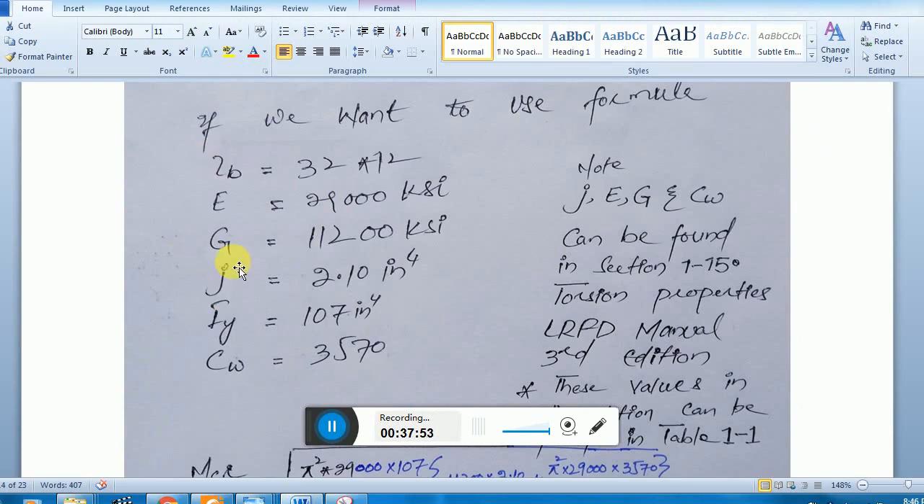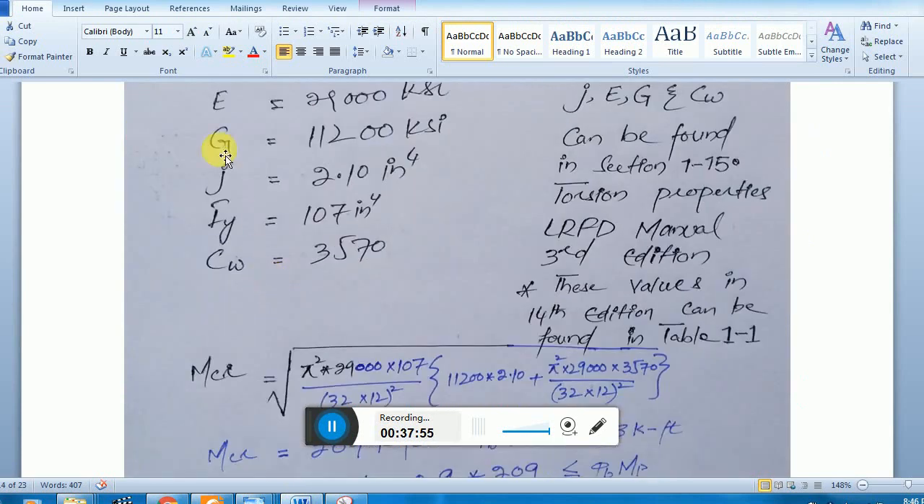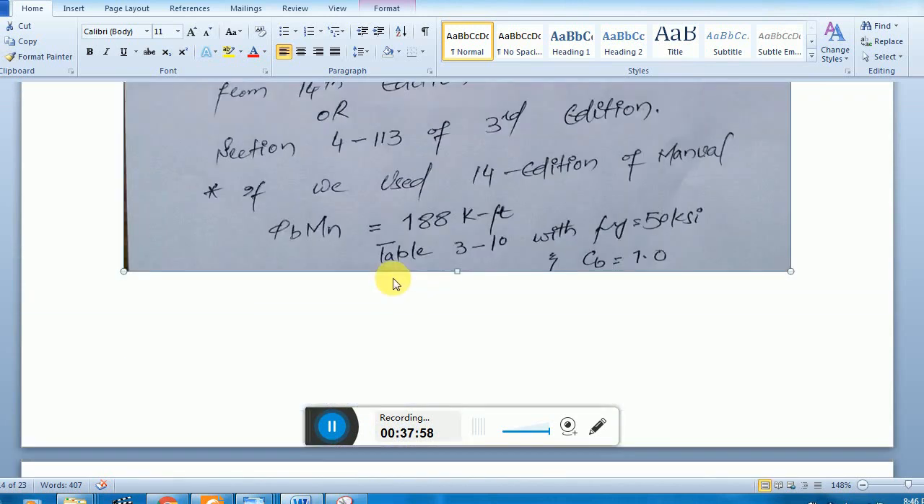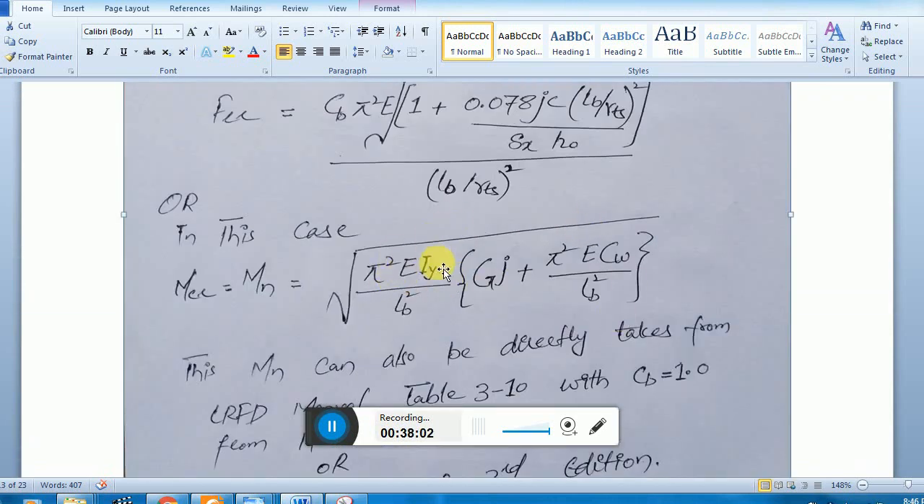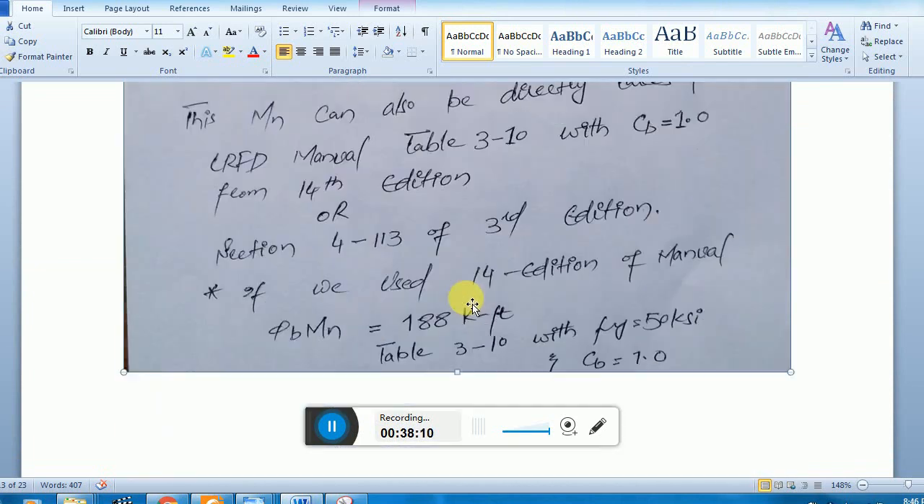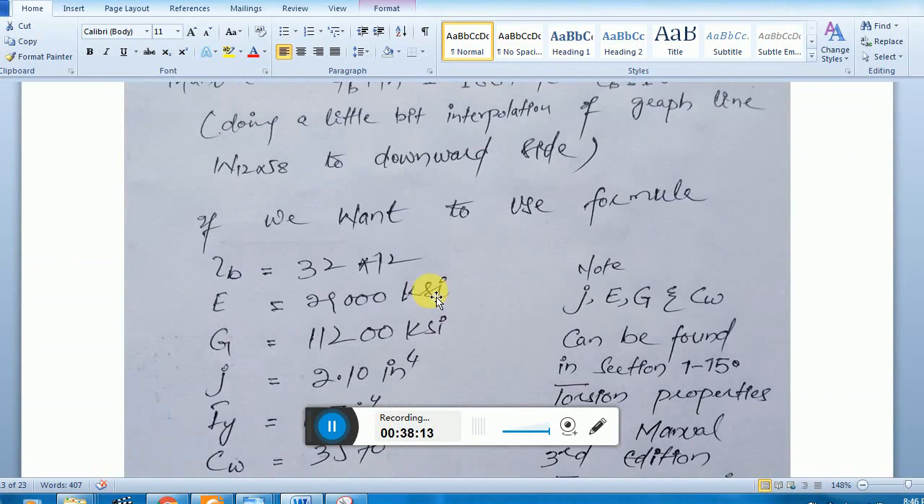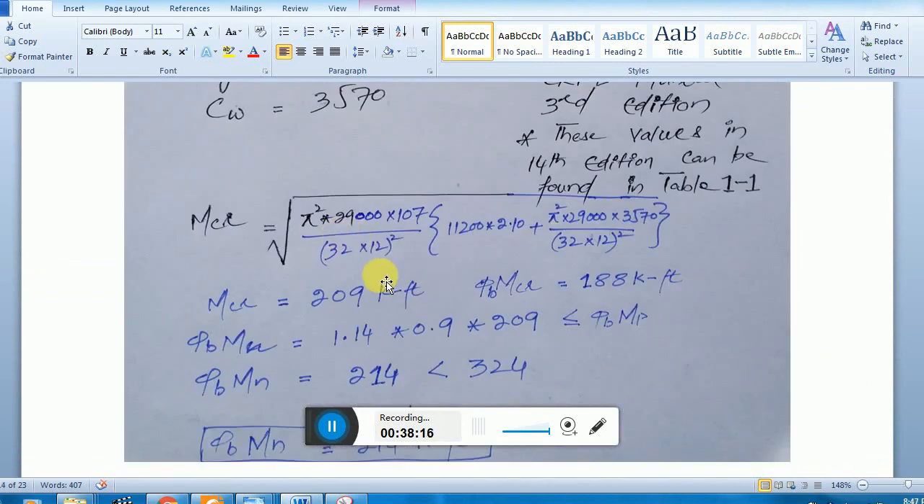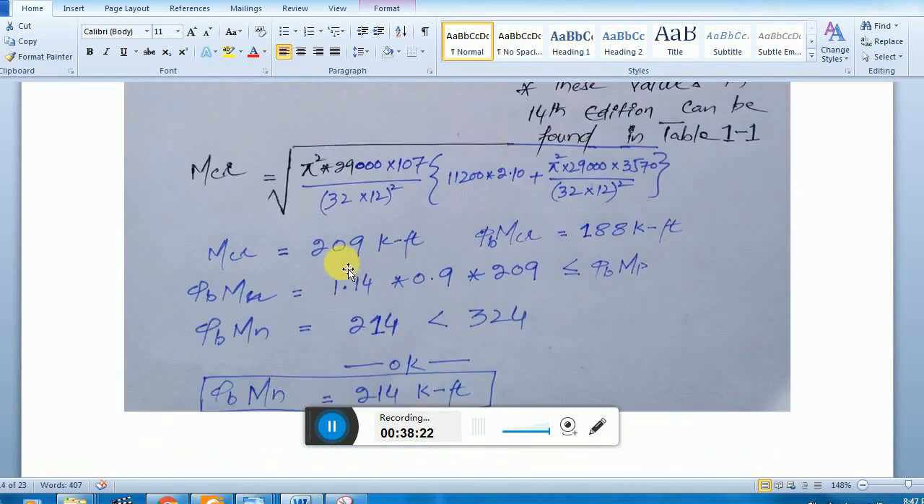Now you have to insert these values in that formula, which I have mentioned to you. You have the E value, IY value, LB value, G value. This is a constant, 11200. J value, E, CW, all values are right in your hand. Just plug the values in, and make sure you use the right calculator, and you get your value 209. Multiply it with CB, that is 188. Now here you see CB is equal to 1.0. If you multiply it with 1.14, you get your required value, that is 214.